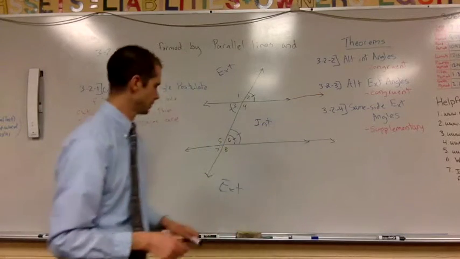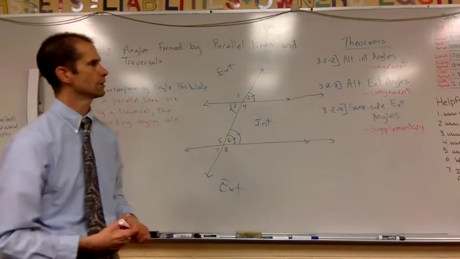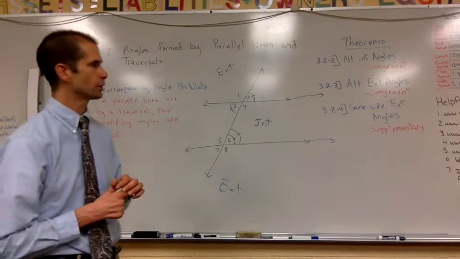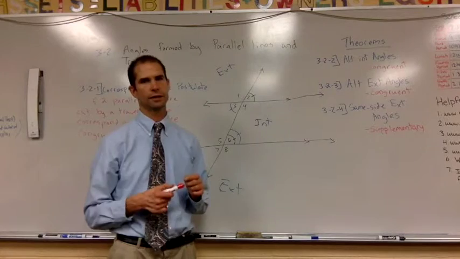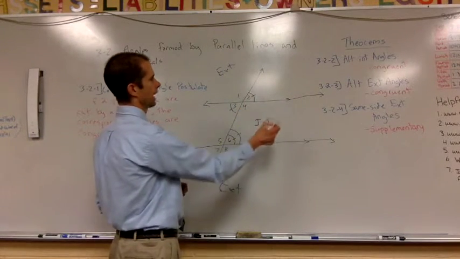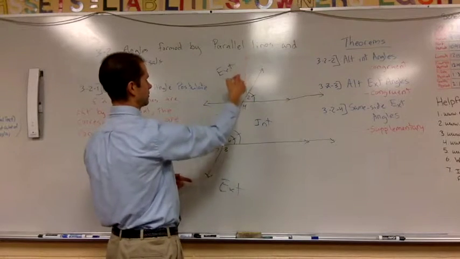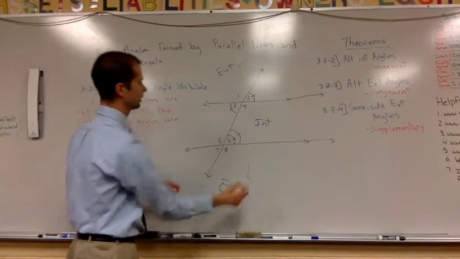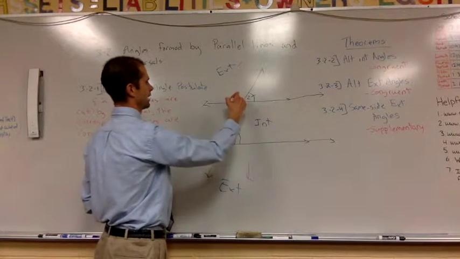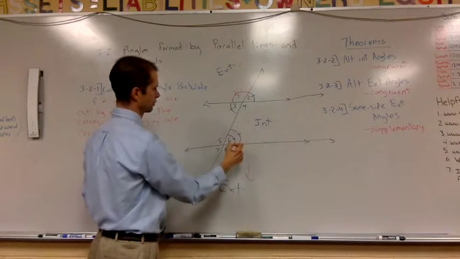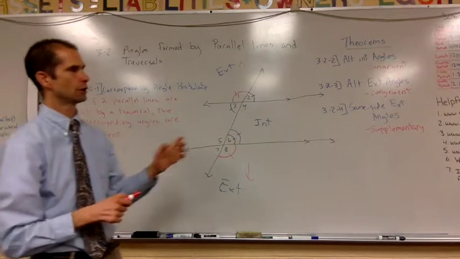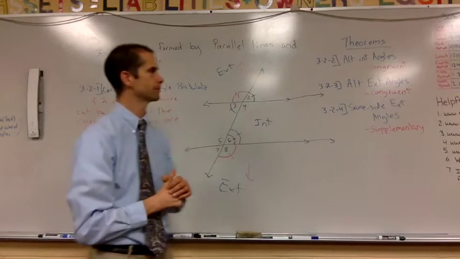The next one, alternate exterior angles. When two parallel lines are cut by a traversal, the two alternate exterior angles are congruent as well. So exterior, we're on the outside. That means we're out here, and they are alternate, so opposite sides. So we have 1 is congruent to 8, based on the alternate exterior angle theorem.